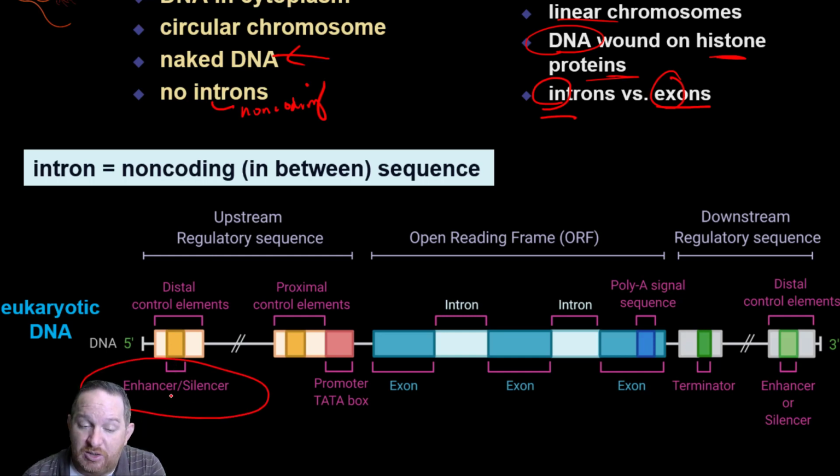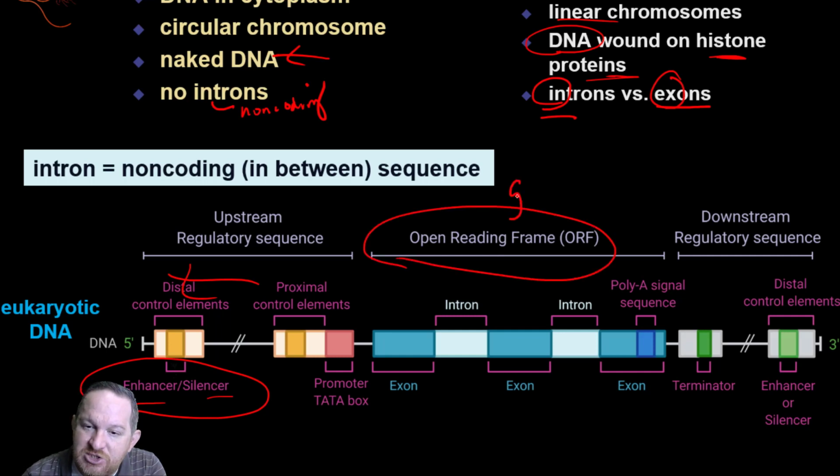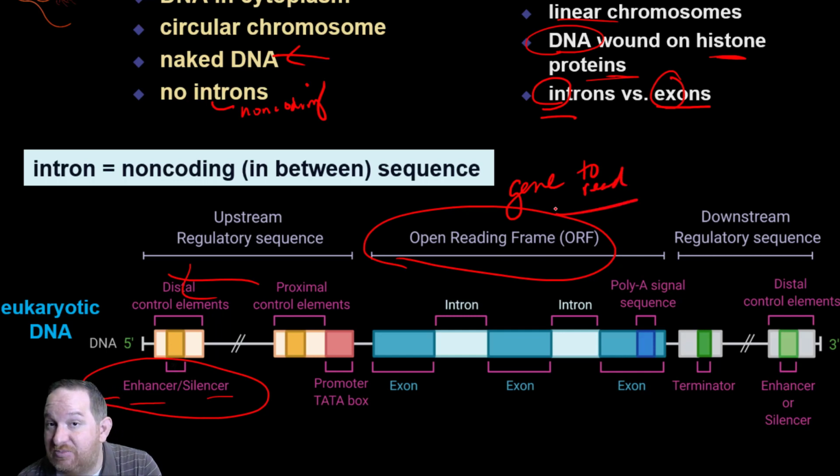We talked about this earlier. Does this gene need to be turned on or off? These enhancers and silencers will help with that. They're kind of downstream from the actual gene. This is the gene that we're really going to read. We call it the ORF, the open reading frame, right? That's the gene to read. That's the gene that needs to be transcribed into messenger RNA.